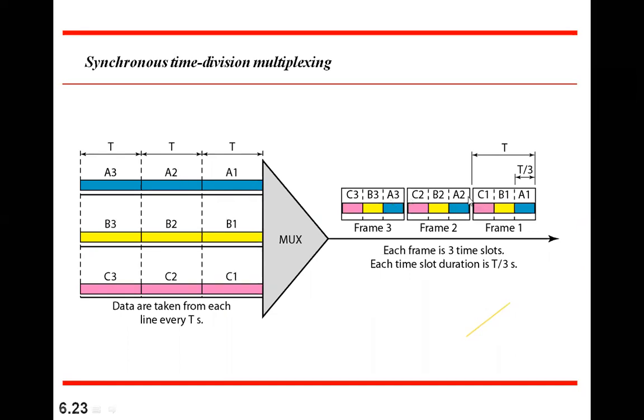Then second character of A, second character of B, second character of C. Then third character of A, third character of B, third character of C. So like that, this channel is shared by all the people. You can see, if you take this as a frame, that means the frame carries all input users' data.